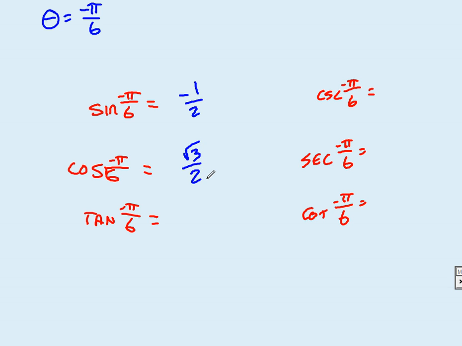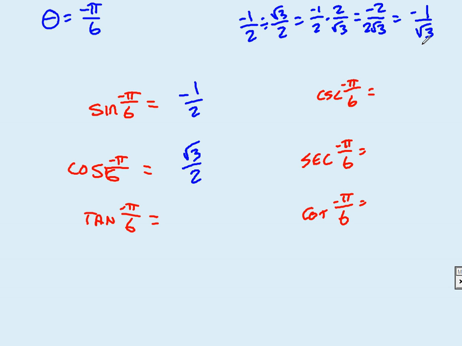To get tangent, same thing. I'm going to divide, so divide by root 3 over 2. That means the same as we're going to multiply. Flip and multiply. So I'm going to get negative 2 over 2 square roots of 3. Negative 1 over the square root of 3, which again, I don't like. I need to fix that up. So I'm going to rationalize it, and I will get there negative square root of 3 over 3.